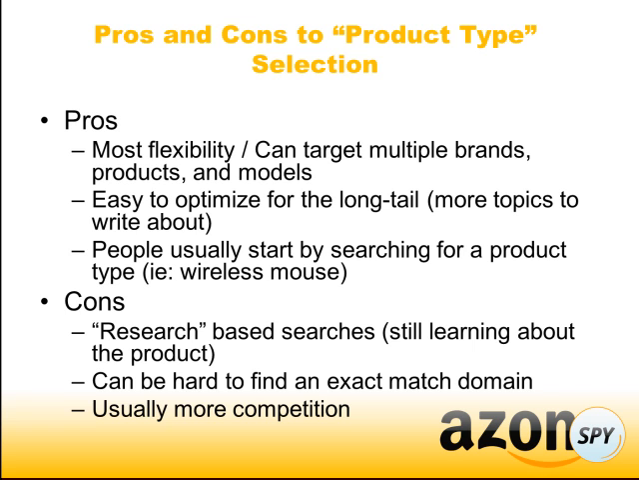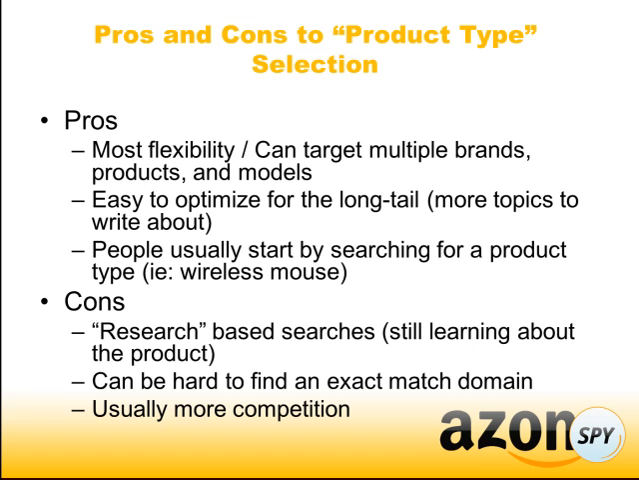The cons is that these are usually research-based searches. Okay, people are still learning about the product. If someone's searching for a wireless mouse, they may not know exactly which wireless mouse they want yet. They're still trying to find out which brand or model number is the best, the pros and cons to each, maybe just doing some price shopping. So these are still research-based searches.